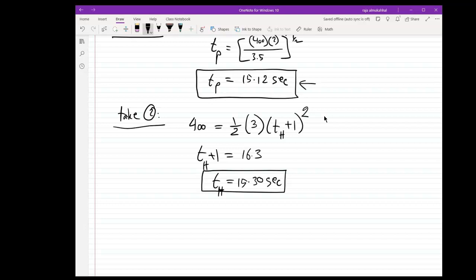So in other words, the Porsche will reach the 400-meter mark sooner than the Honda, and that means the Porsche will still win. So Porsche still wins.